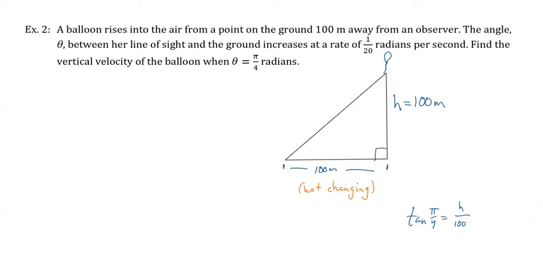The angle theta between her line of sight and the ground, so this is her line of sight, that's the ground, so this is theta. And we're given d theta by dt. It's 1 over 20 radians per second. So again, what's the relationship here? Seema? Look, what formula?